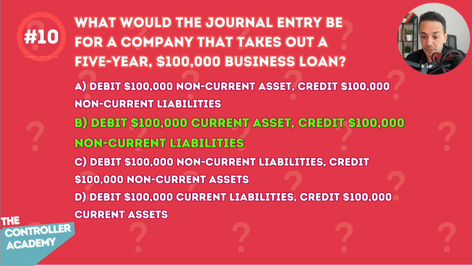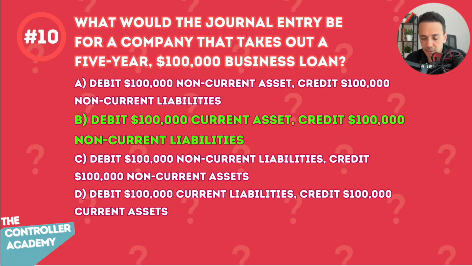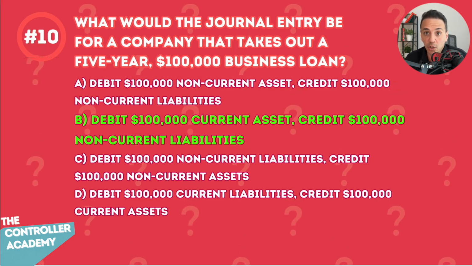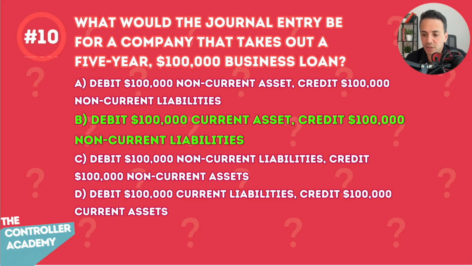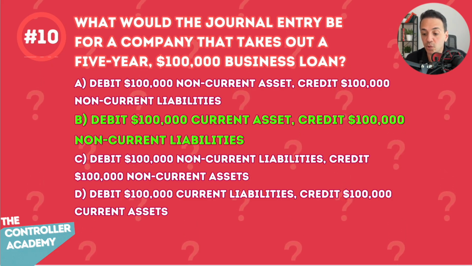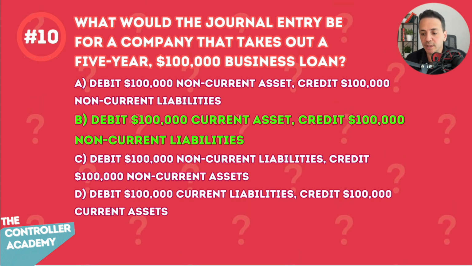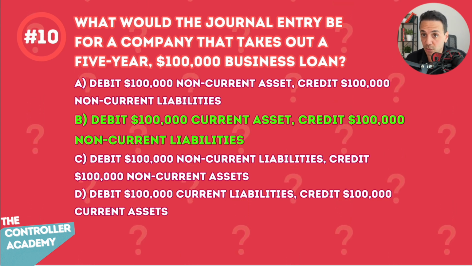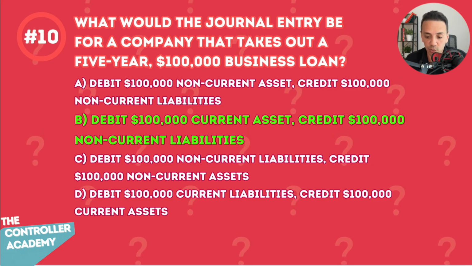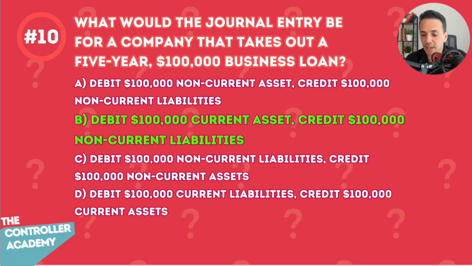All right, so the answer of course is B, to debit 100K current asset, which is cash. So you're taking out a loan, you have to increase your cash, which is a current asset. And you're going to credit a non-current liability because this is a 5-year loan. If this was a 1-year loan, this would be a current liability because current liabilities are 12 months or less. This is a 5-year loan, a non-current liability.